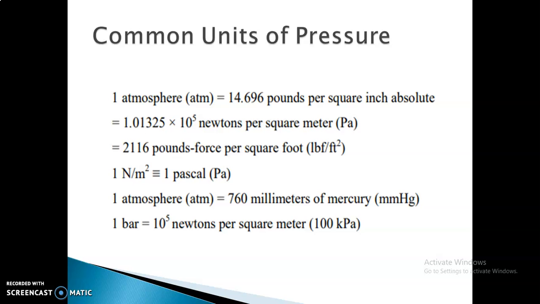What are the common units? 1 atmosphere is equal to 14.696 pounds per square inch, usually called PSI. In terms of Newton per square meter, Pa is nothing but Pascal. The same thing we can call lbf per square foot, that is pounds force per square foot. Then 1 Newton per meter square is nothing but 1 Pascal. 1 atmosphere is generally 760 millimeter of mercury. 1 bar is nothing but 100 kilo Pascal. So this is how the common units of pressure measurement are used.